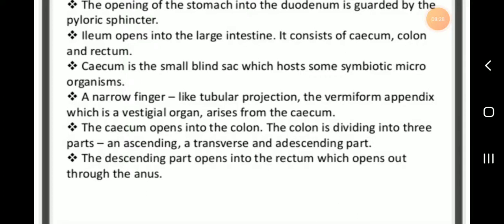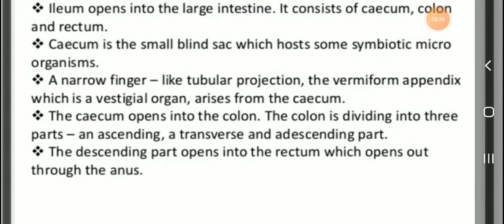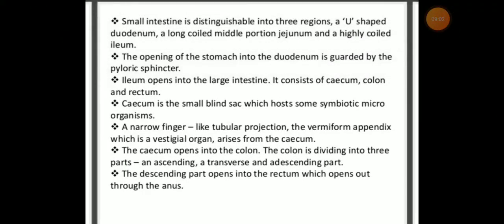The cecum is a small blind sac which hosts some symbiotic microorganisms. A narrow finger-like tubular projection, the vermiform appendix, which is a vestigial organ, arises from the cecum. The cecum opens into the colon. The colon is divided into three parts: the ascending, the transverse, and the descending part. The descending part opens into the rectum, which opens through the anus.